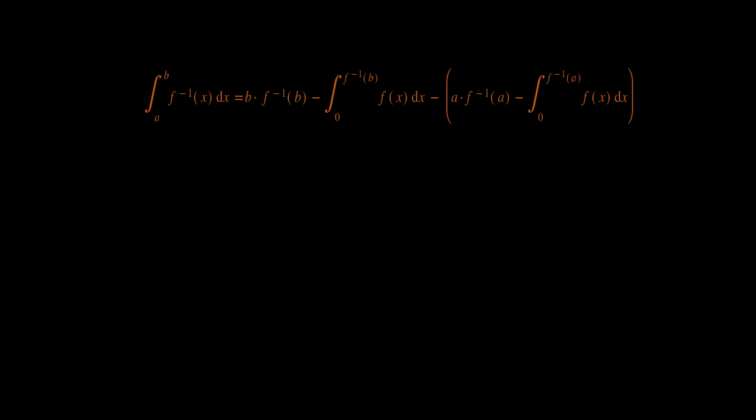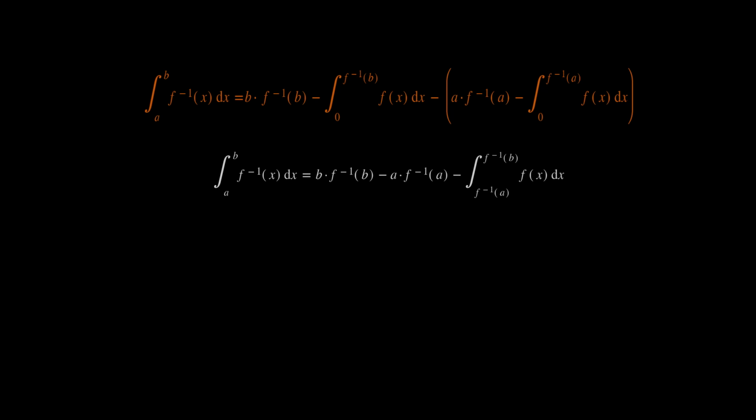Well, rewriting this, the integral from a to b of f inverse of x dx is just equal to b times f inverse of b minus the integral from 0 to f inverse of b of f of x dx, minus, between parentheses, a times f inverse of a minus the integral from 0 to f inverse of a of f of x dx. Simplifying this becomes b times f inverse of b minus a times f inverse of a, and I merged the two integrals here to become the integral from f inverse of a to f inverse of b of f of x dx. Well, this is just our formula for the definite integral.